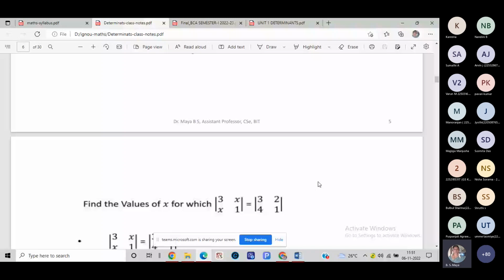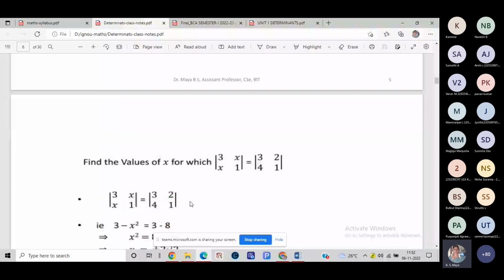See, assume two determinants are given. Find the values of x for which the two determinants are equal. Left side is LHS, right side is RHS. What is the question asking? The value of x. I want to find out the values of x. This side I have one determinant, and this side I have one more determinant. I want to find out what x is.